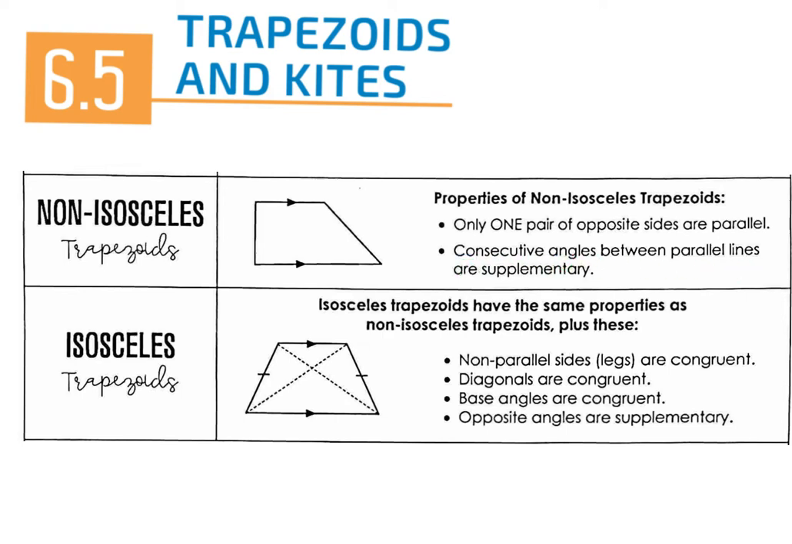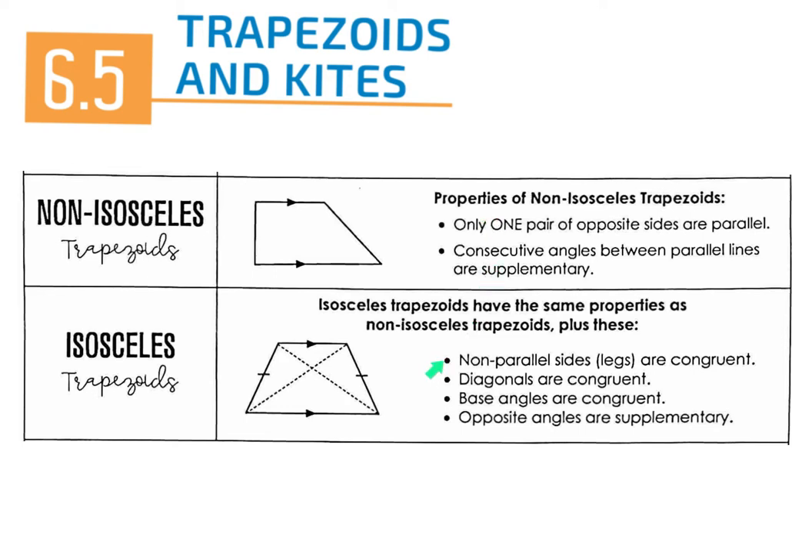Consecutive angles between parallel lines are supplementary, all right? Consecutive angles between the parallel lines are supplementary, all right? Isosceles trapezoids have these same properties, so they include these two properties.